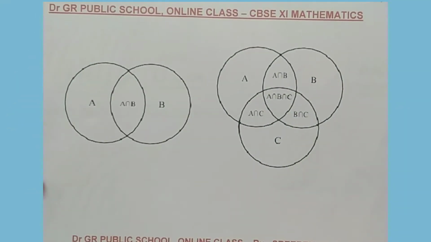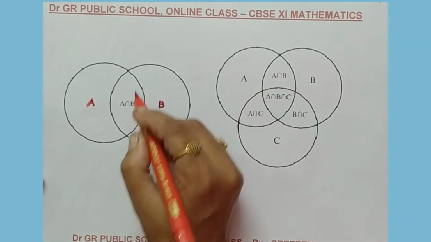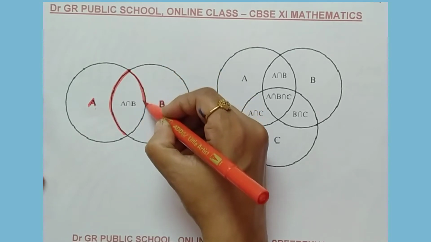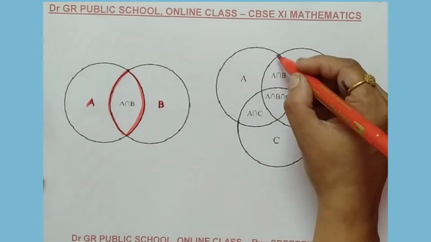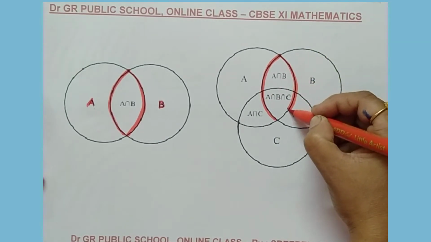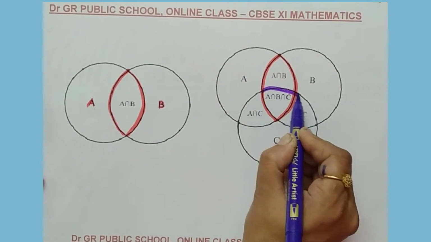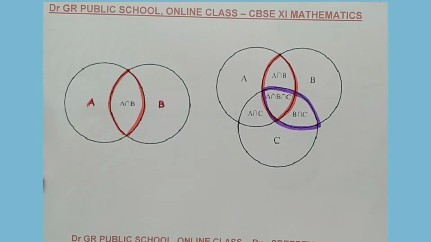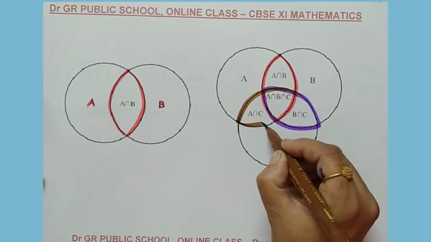Now come to this figure. If A and B are two sets, this set represents A and this represents B, then A intersection B is the area common for both A and B. This region represents A intersection B. And in the case of three sets, A, B and C, this area represents A intersection B. Am I right? Then this area represents B intersection C, the intersection of B with C. And one more area, this area represents A intersection C.